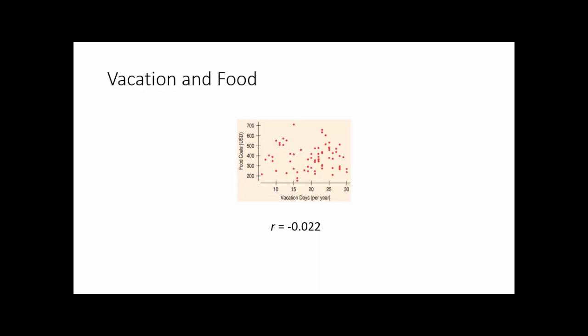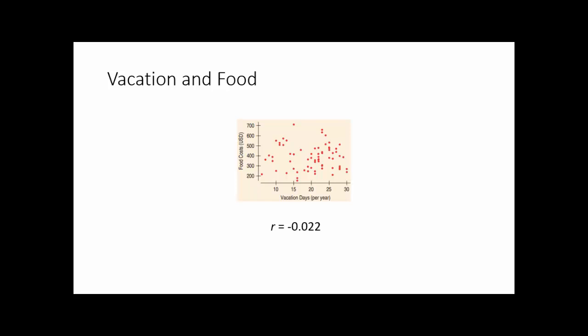Here are the vacation days and food costs. And what we had seen before is that there's really no association here. It's a big cloud of points. And sure enough, when I compute the correlation, I get a negative 0.022. That is darn close to zero, right? I mean, it's 0.02. So that's very close to zero. Yes, there's a negative sign.